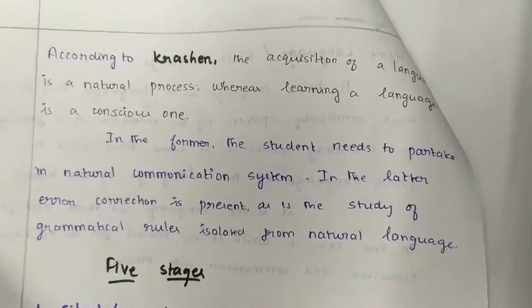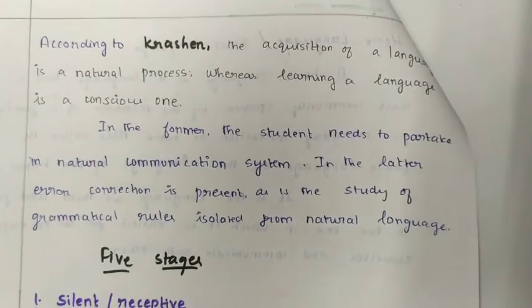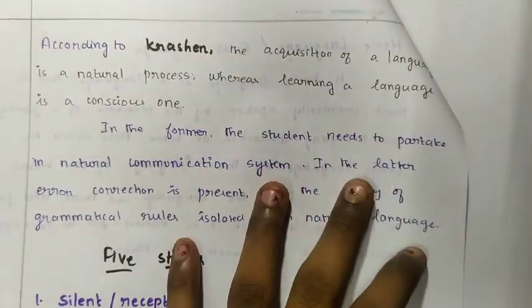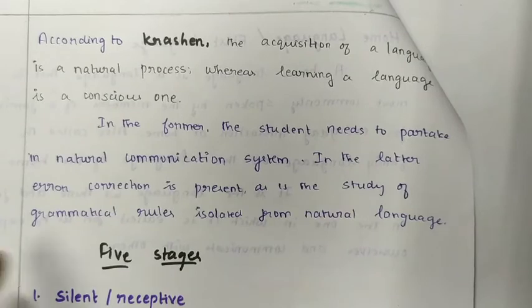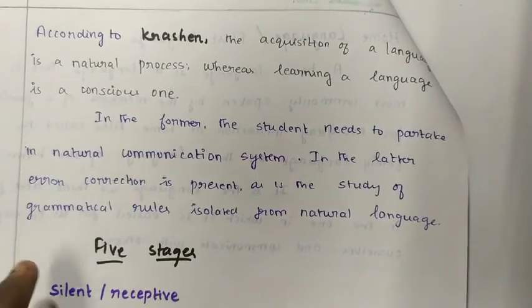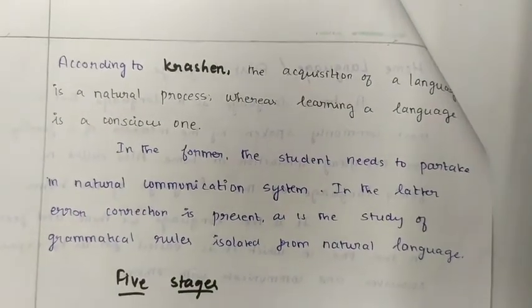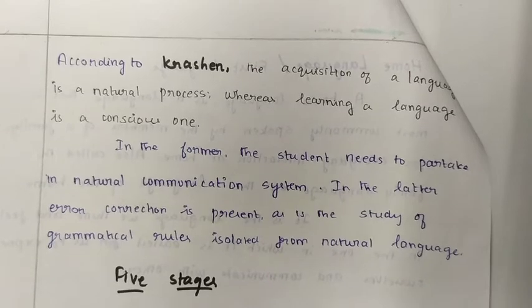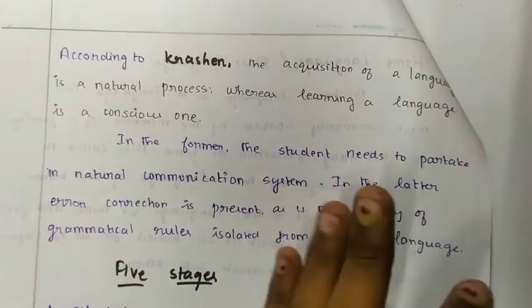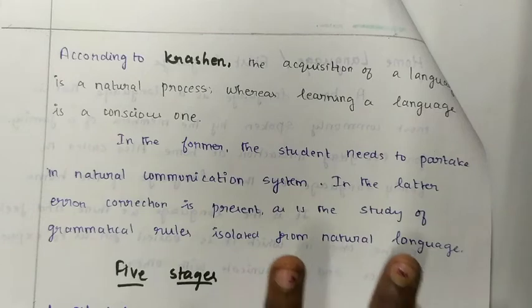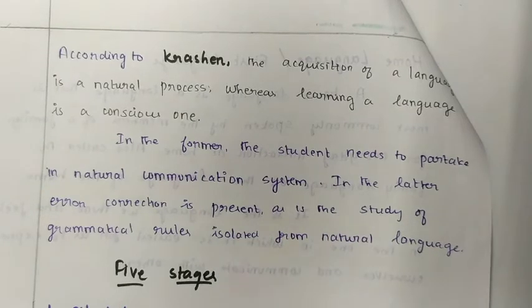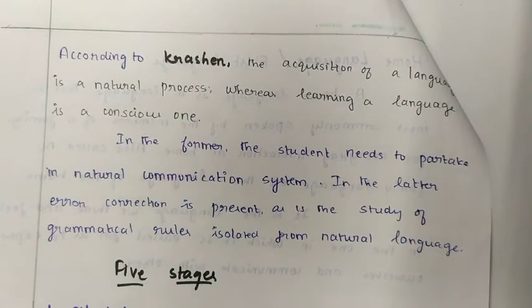According to Krashen, the acquisition of a language is a natural process, whereas learning a language is a conscious one. We used to get one language as a natural process, right? But when we are learning a language, it means it's a conscious one. We used to think like, okay, this is not the right method, this would be the right method and all. We used to think a lot, right? So that is what has been quoted.